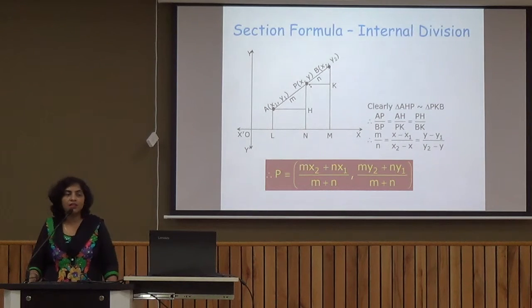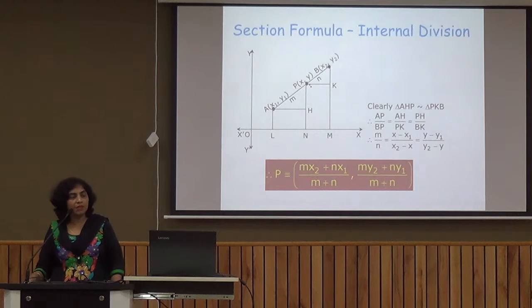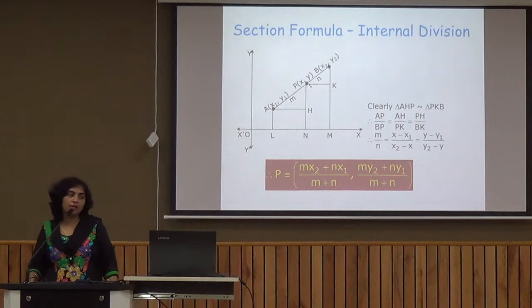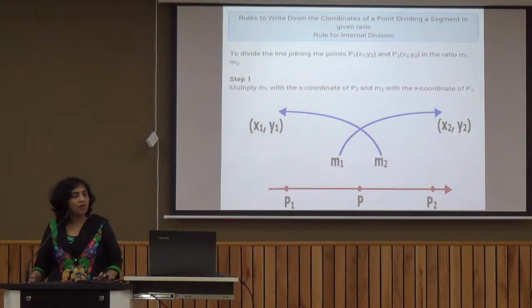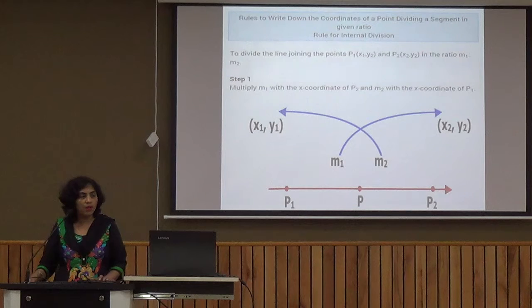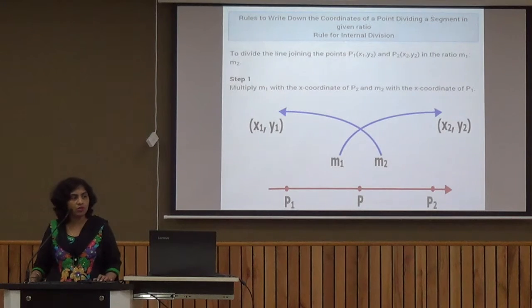When we solve, taking the x part separately and the y part separately, we get x as (mx2 plus nx1) upon (m plus n), and y equal to (my2 plus ny1) upon (m plus n). Let's see how we do it. Rules to write down the coordinates of the point dividing a segment in the given ratio.